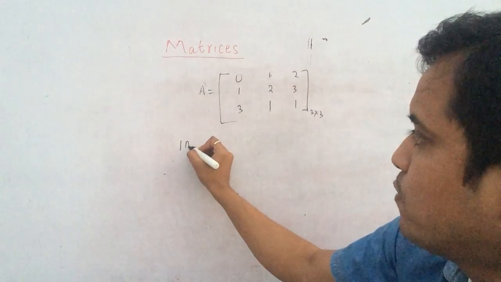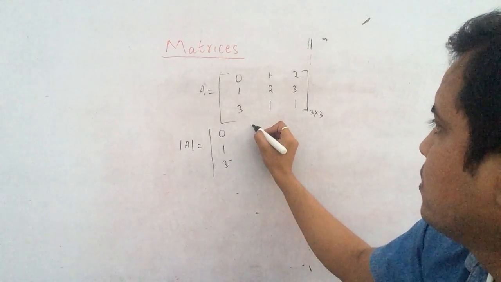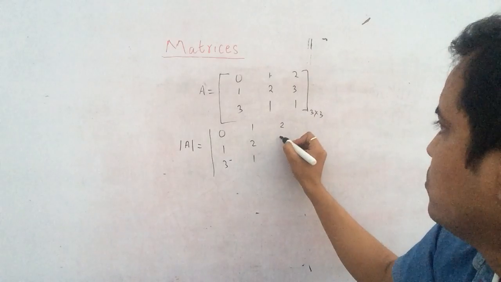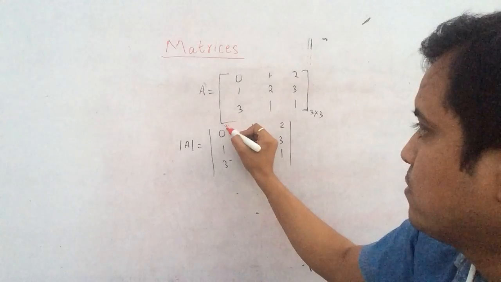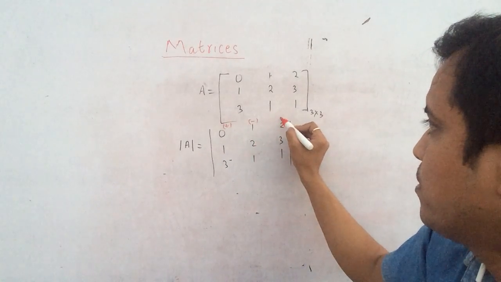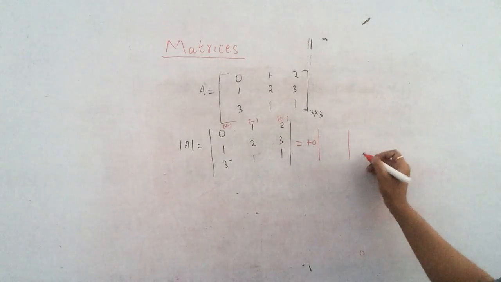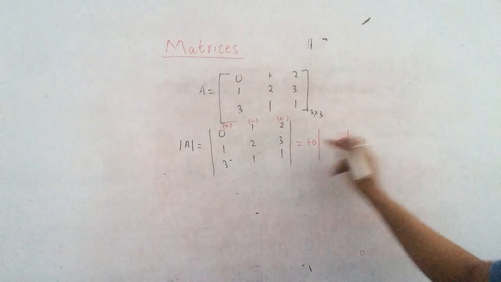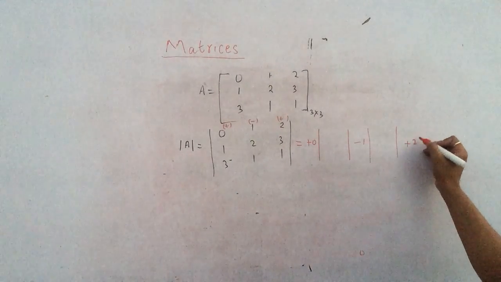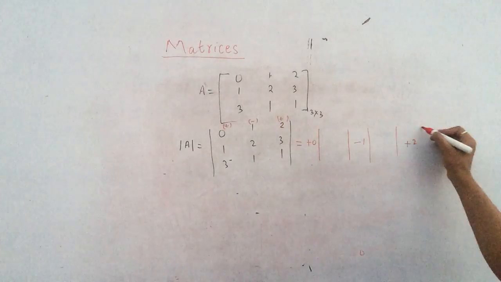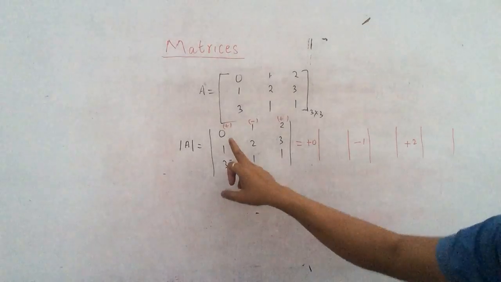First find the determinant. How would you find it? You have to write it again like this: 0, 1, 3, 1, 2, 1, 2, 3, 1. You have to identify the signs first: positive, negative, then positive. First you write positive 0, then make a 2 cross 2 determinant. Negative 1, make a 2 cross 2 here, plus 2, and again a 2 cross 2.